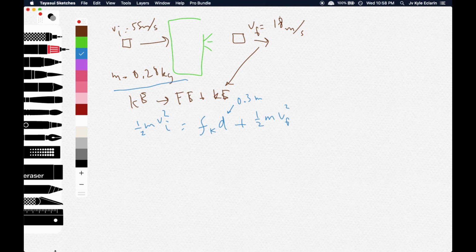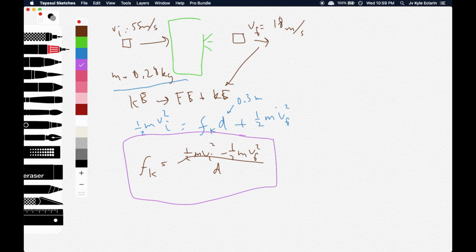So the masses don't really cancel out, but it's fine because we know the mass is 0.28 kilograms. And so all we have to do to find the frictional energy is isolate it. So we have Fk is equal to, that's my dog, if you can hear her, 1/2 mvi squared minus 1/2 mv final squared divided by the distance. And that gives us Fk, which is what we're looking for, the frictional force.